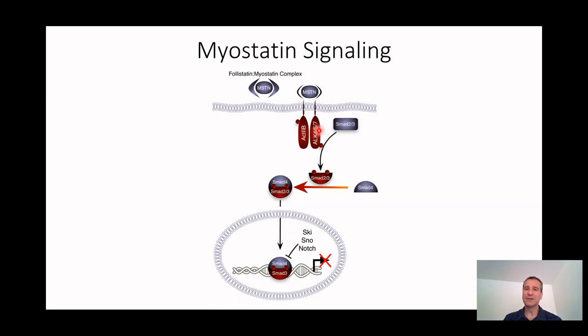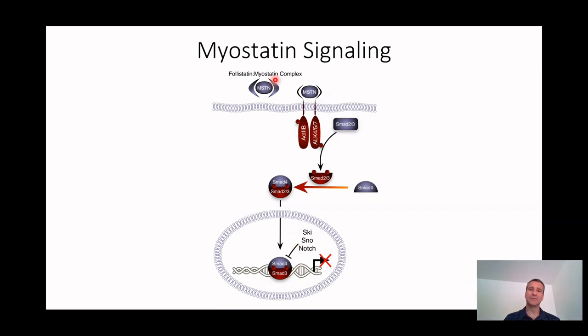And when the ALK receptor and the activin 2B are together, the ALK receptor becomes active, and it phosphorylates SMAD2/3 in this case. And when SMAD2/3 is phosphorylated, it changes its shape. And that change in shape allows it to interact with or bind to this co-SMAD called SMAD4. SMAD4 is the chaperone that is going to take the SMAD2/3 into the nucleus and allow it to be a transcription factor.